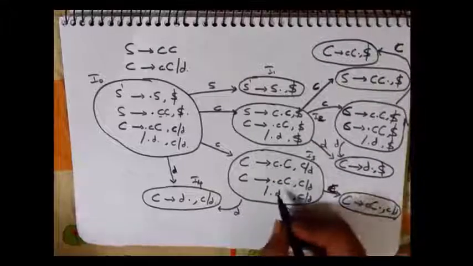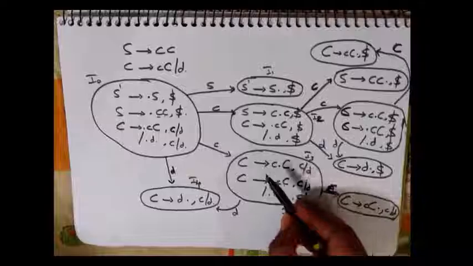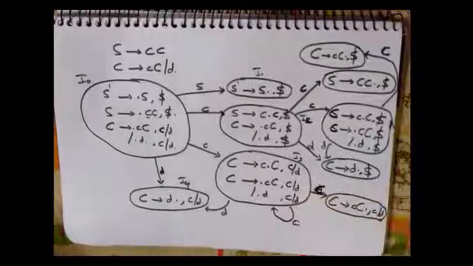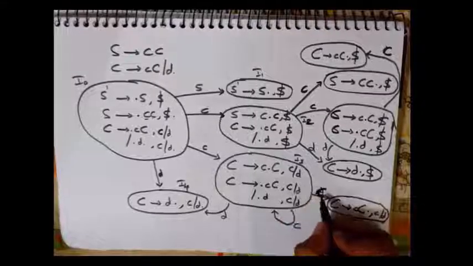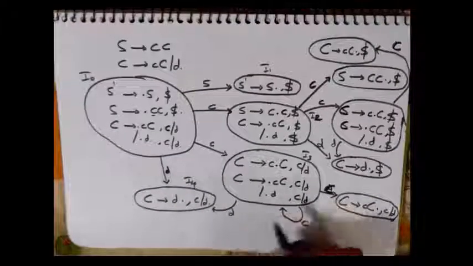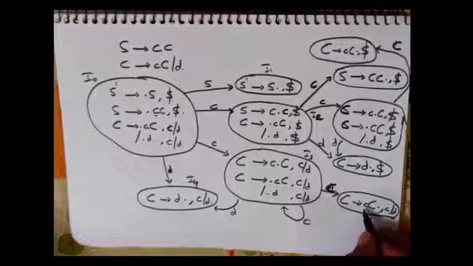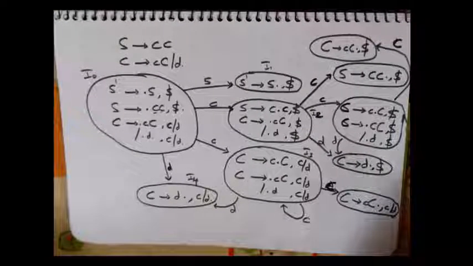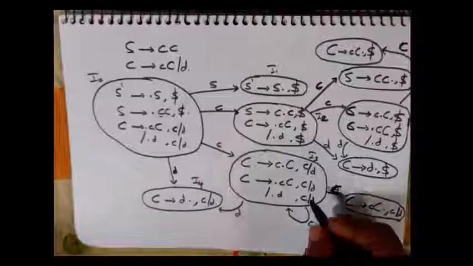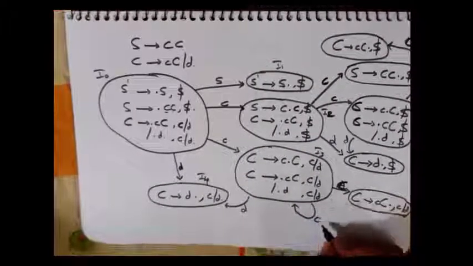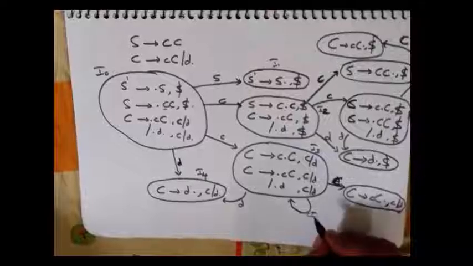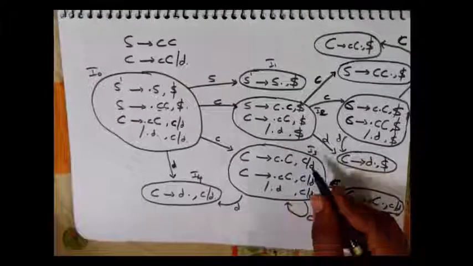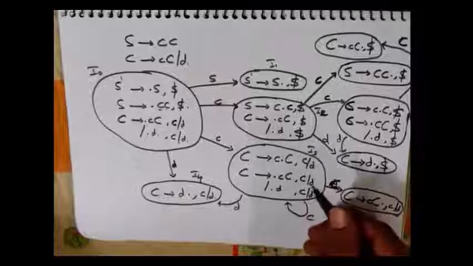And coming to I3, there are three transition states: capital C, small c, and D. When we give capital C to I3 as a production, we'll get C derives C dot, comma C or D. Why? Because the look ahead doesn't change when we give the production. And similarly, when we give small c as a production to I3, we'll get the same state as it is recursive.